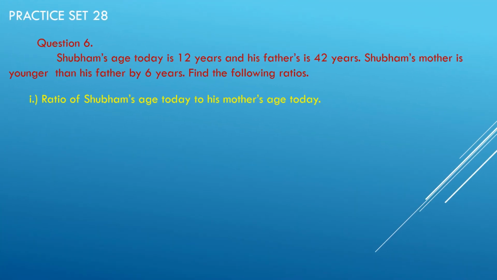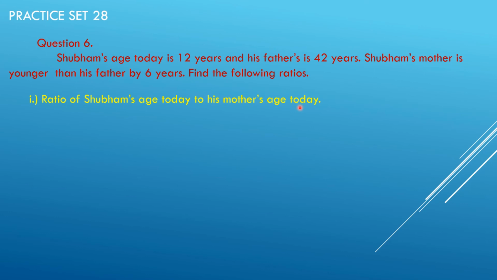Question number 6. Shubham's age today is 12 years and his father's is 42 years. Shubham's mother is younger than his father by 6 years. Find the following ratios. Here Shubham's age is given and his father's age is also given. Mother's age is not given, but a condition is given: Shubham's mother is younger than his father by 6 years. Your first question: the ratio of Shubham's age today to his mother's age today.